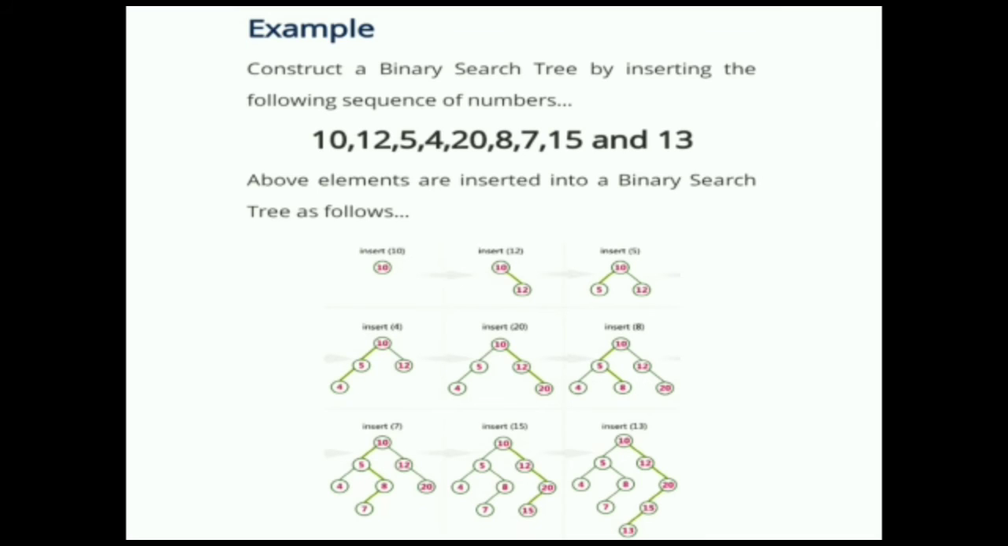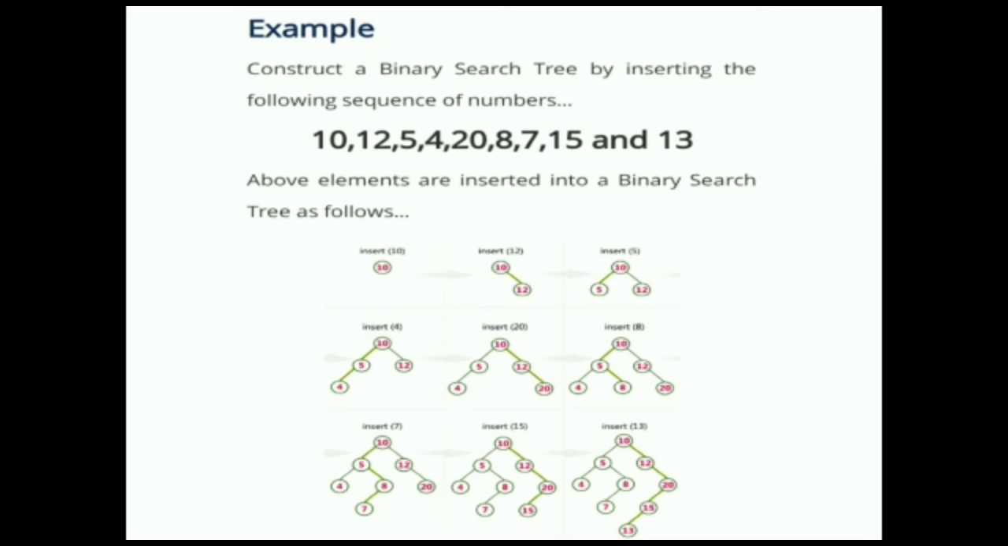And again insert 20. 20 is greater than 10, so it should be placed on the right side of the root node. In that, 12 is also there, which is a smaller value than 20. So here we are taking 12 as a root node and placing 20 in the right subtree. Like that we are inserting 8, 7 and 15.